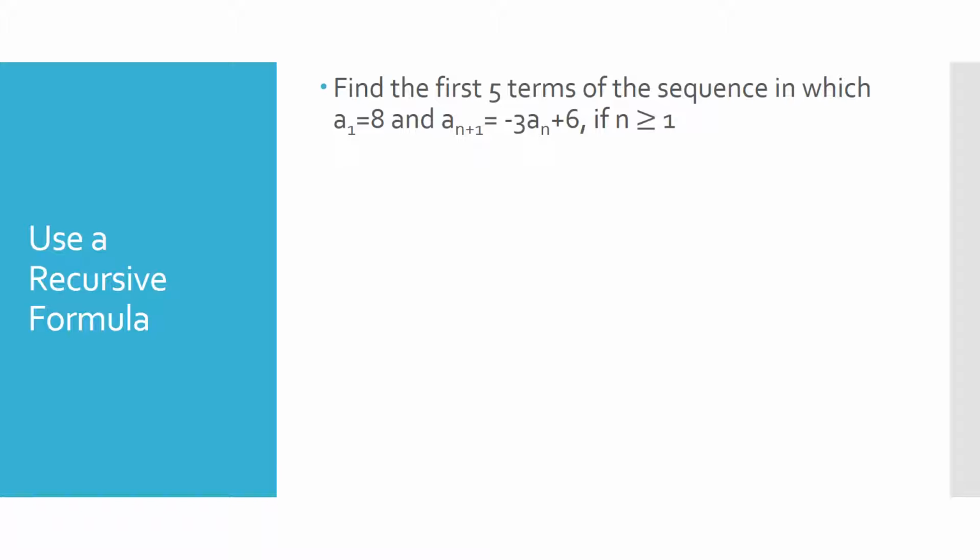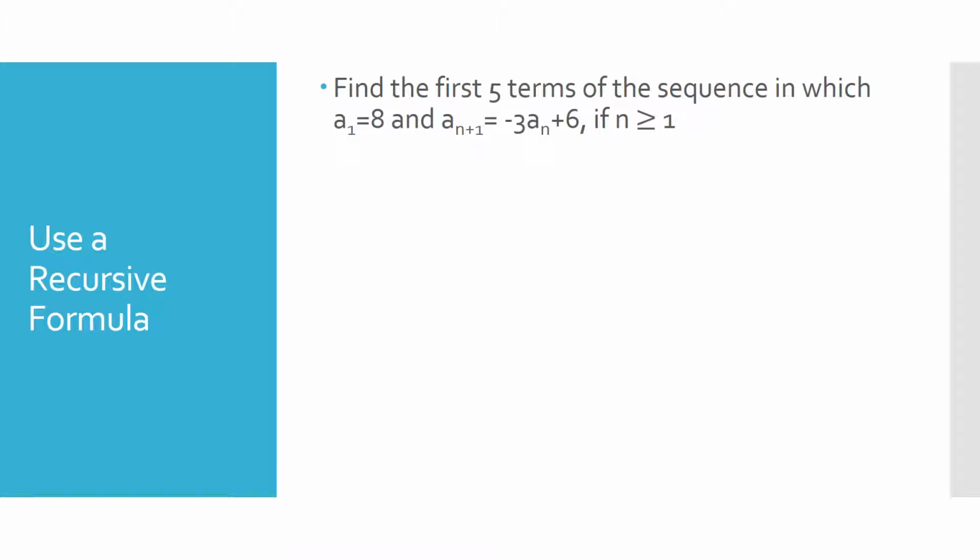So let's look at what we've got here to make this practical. If you go to page 692 in the textbook, I'm looking at example 1. Use a recursive formula to find the first 5 terms of the sequence in which A1 equals 8, and our recursive formula is A(n+1) equals -3 times A(n) plus 6 if n is greater than or equal to 1. So in this case, n is 1. Our first term is 8.